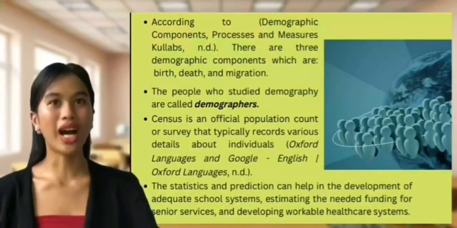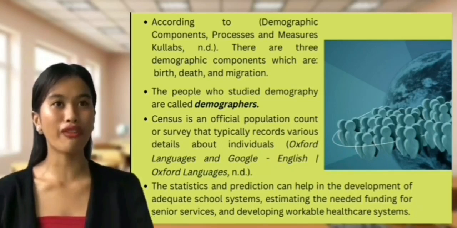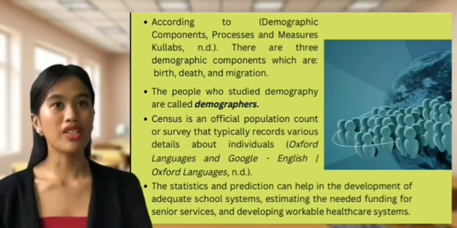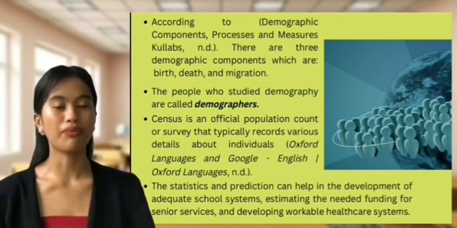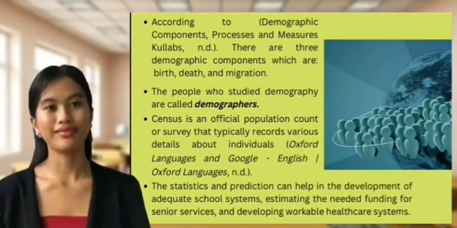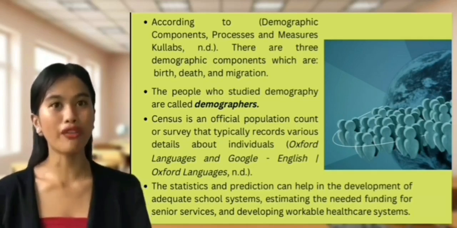On the other hand, according to demographic components, processes and measures, birth, death, and migration are the 3 demographic components that determine population change because they affect the population situation. As a result, population growth is primarily determined by birth, death, and migration. The people who study demography are called demographers. But in order to examine a population, a demographer must collect data.